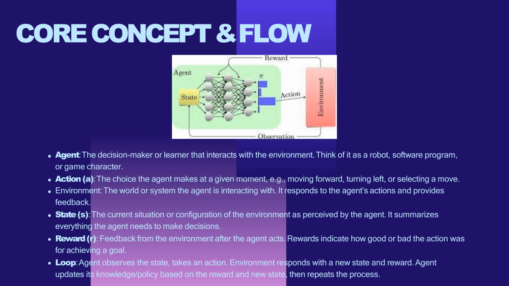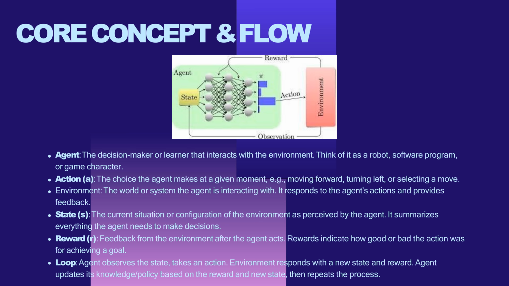Now let's break down some key concepts in RL. 1. Agent. This is the decision maker, like a robot or a game character. It's the entity that learns and acts. 2. Action, A. This is what the agent decides to do at any moment. For instance, it could be moving forward or turning left. 3. Environment. This is the world the agent interacts with. It responds to the agent's actions and provides feedback.